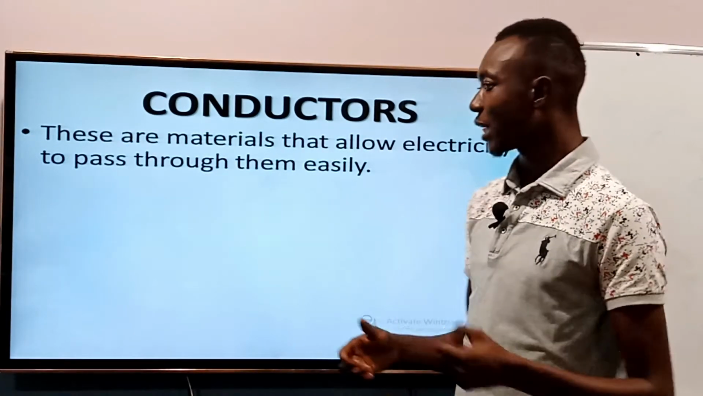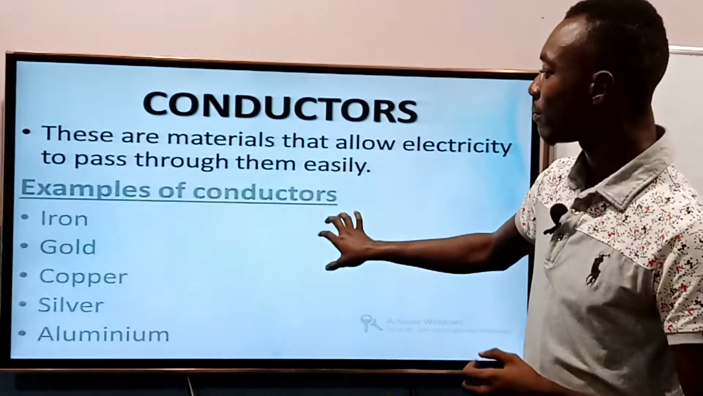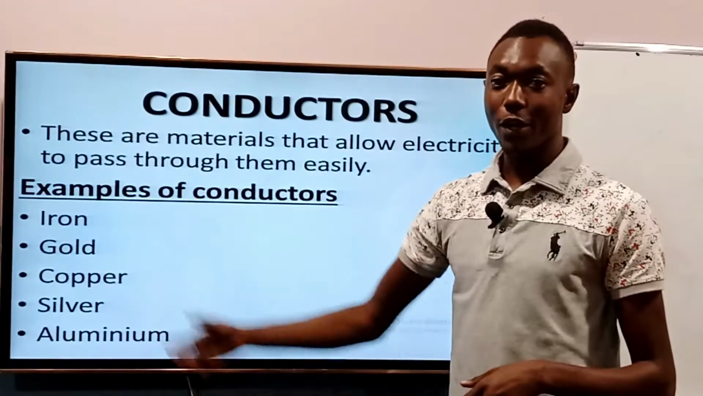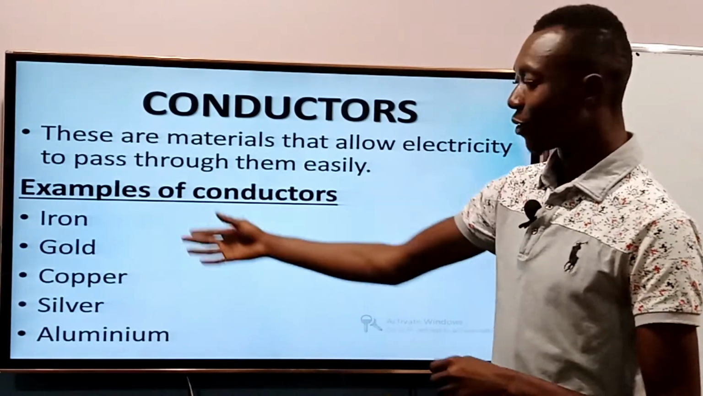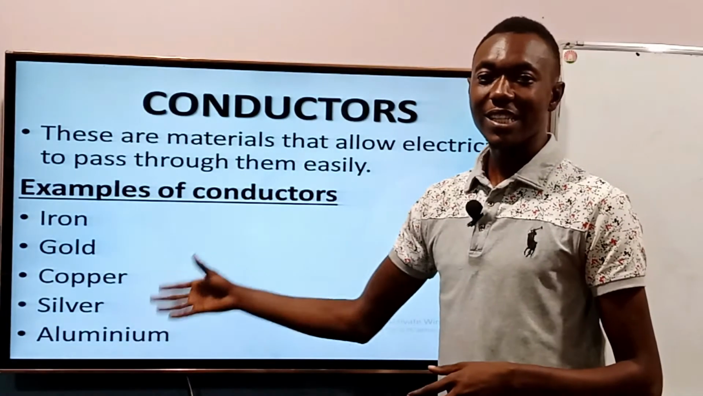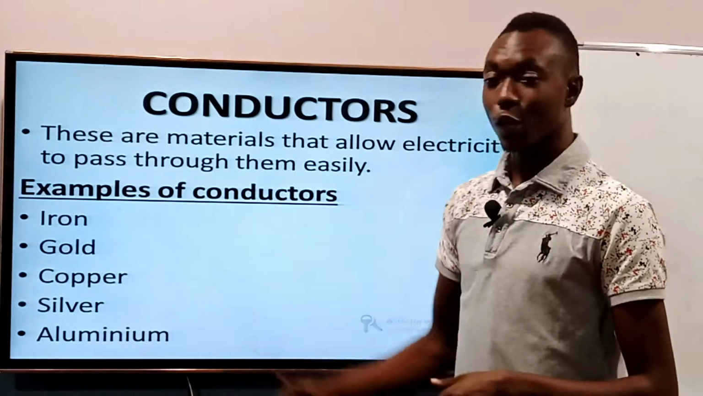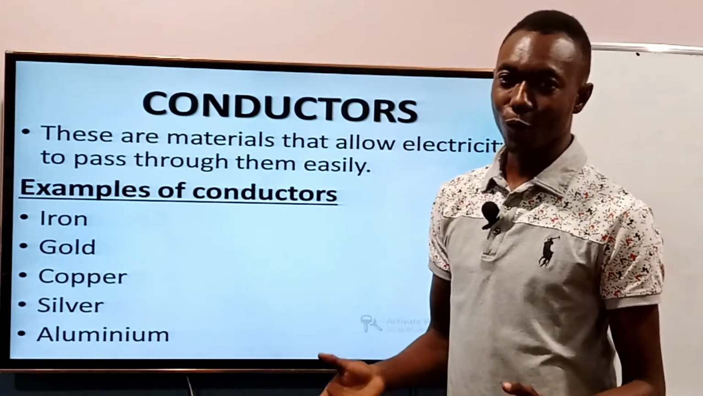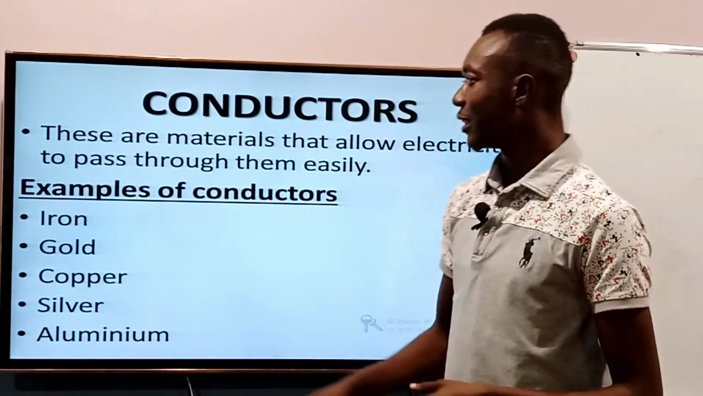Now examples of such conductors are iron, gold, copper, silver, aluminium, and a whole lot more. All right? Good.